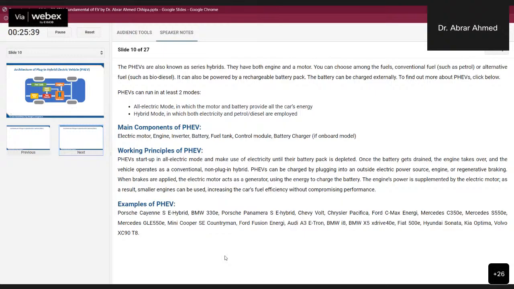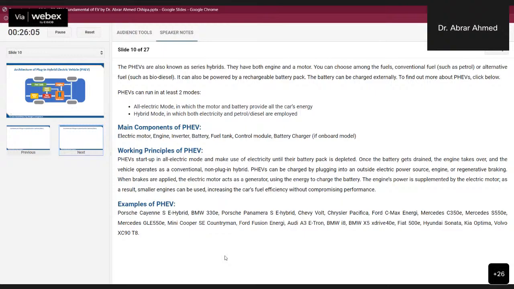So you can see the components, and if we look at the working principle, then the PHEV starts up in all electric mode and makes use of electricity until their battery pack is depleted. Once the battery gets drained, the engine takes over and the vehicle operates as a conventional or non-plug-in hybrid. Or you can operate in the hybrid mode.